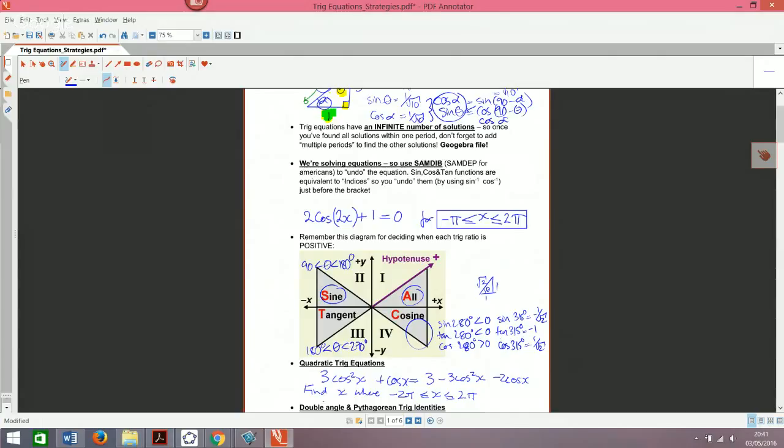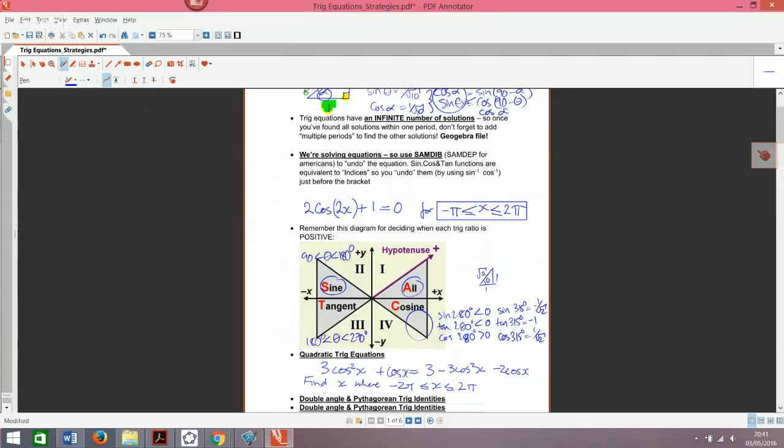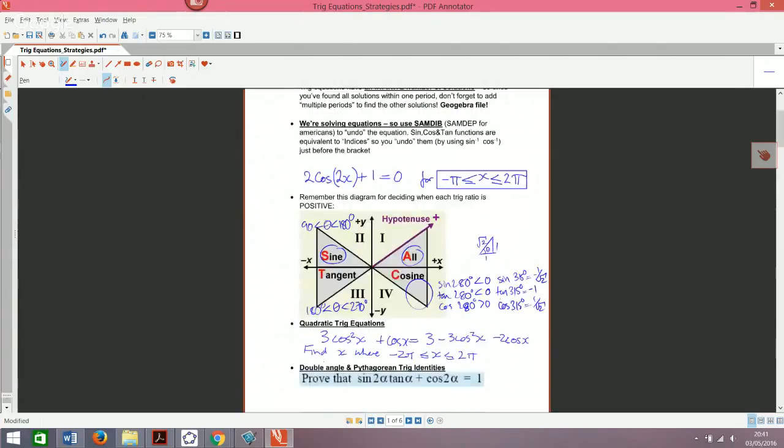Okay, and convert that into radians. And then quadratic trig equations. Well, yeah, you've got an equation like this. We're going to rearrange this and then solve it as we would a normal quadratic. And then the last one is use your trig identities. You might have to prove a trig equation, so there's nothing to solve. They just want you to prove that this is true, or that you might have to solve it but using a trig identity. They are the key methods.